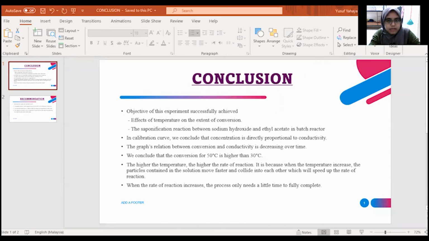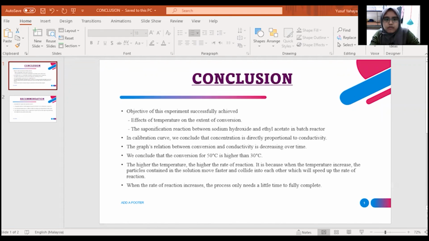The purpose of this experiment is to study the saponification reaction between sodium hydroxide and ethyl acetate in a batch reactor. The second objective is to determine the effects of temperature on the extent of conversion. In the calibration curve, we conclude that concentration is directly proportional to conductivity. When the concentration increases, the conductivity also increases. Next, by plotting a calibration curve, we can also determine the relation between conversion and conductivity. The graph trend in our results is decreasing with time.